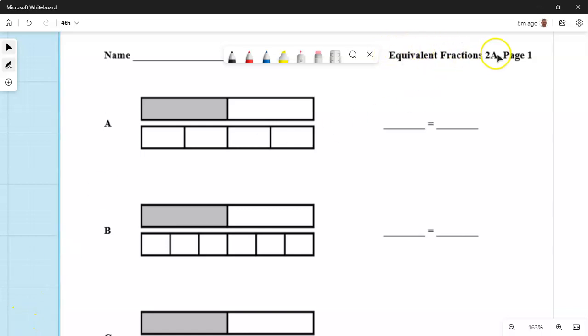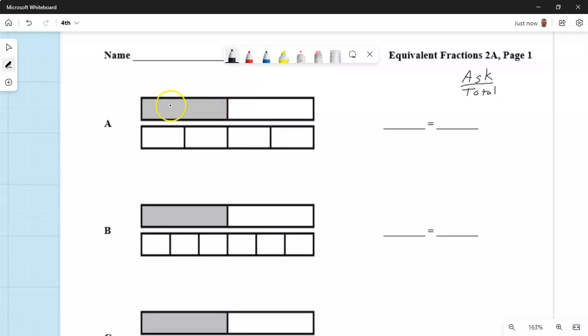Okay, we have equivalent fractions 2a. So we're going to talk about fractions that are equal to each other. The first thing we're going to look at is that whenever we're talking about fractions, we're always talking about whatever they're asking about, over the total amount of pieces. That's the total amount of equal size pieces.